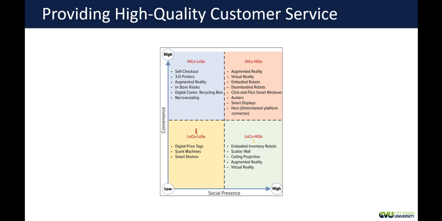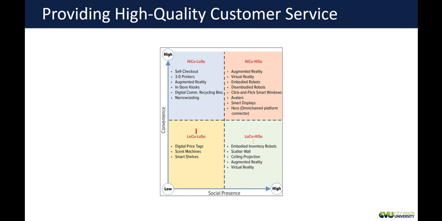convenience versus social presence, right? So if we map this out, you want high convenience, low convenience, and then the social presence, high social presence versus low social presence, right? So when we start talking about a high social presence, very low convenience, you're using things like the inventory robots, those kind of things. But now, and again, this is for different companies, low social presence, high convenience, self-checkouts, right? So we start looking at some of these areas.